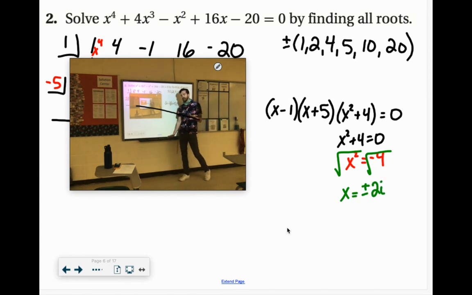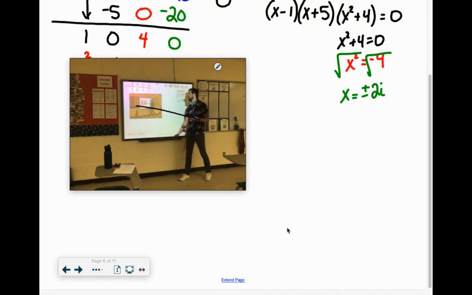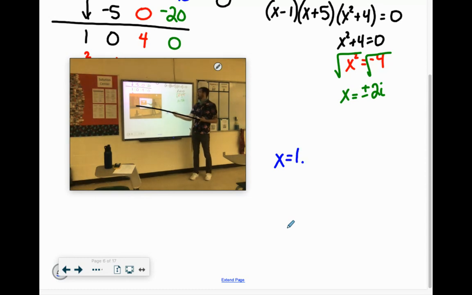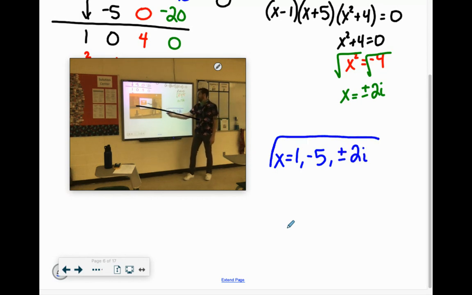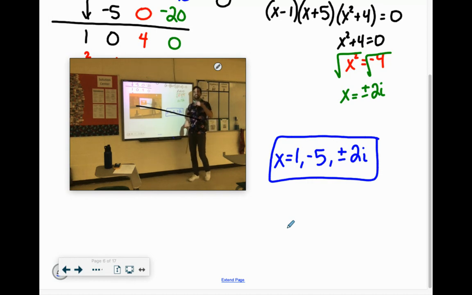Now, we have all our zeros at this point. You could say our zeros are positive 1. You could say it's negative 5. And you could list these separately, or if you want, you could just list it as plus or minus 2i. And that shows you the 4 zeros there. If you needed to write it as a factored thing, you could write it that way.